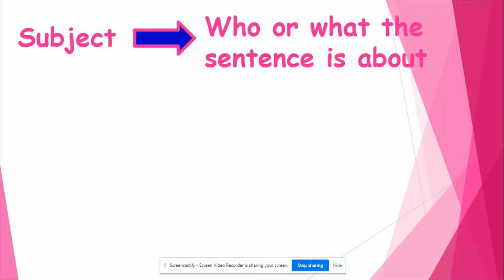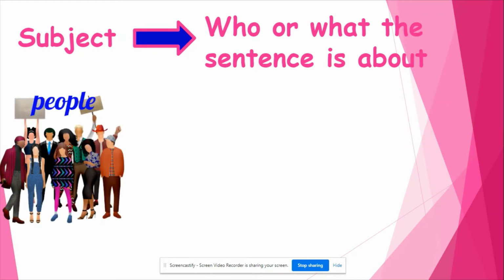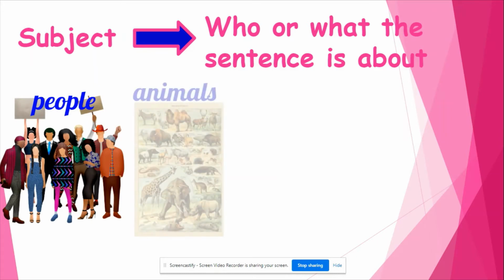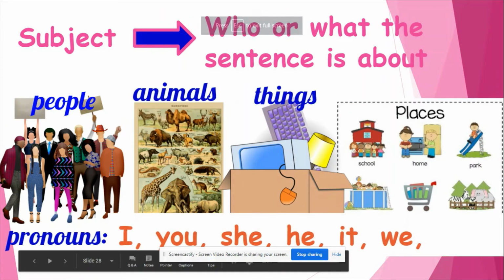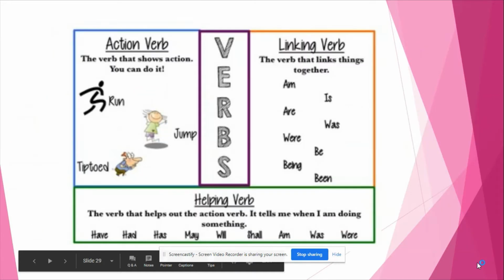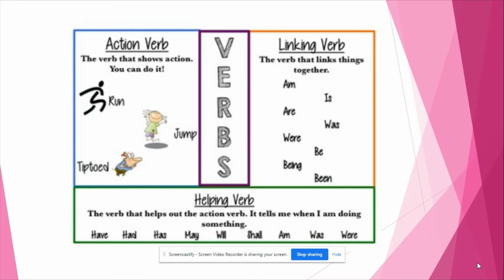Subjects are usually found at the beginning of the sentence, although sometimes they are not, especially if we have a dependent clause to begin our sentence with. So keep that in mind. Subjects are nouns, so people, animals, things, places, and of course the pronouns. Never forget the pronouns.